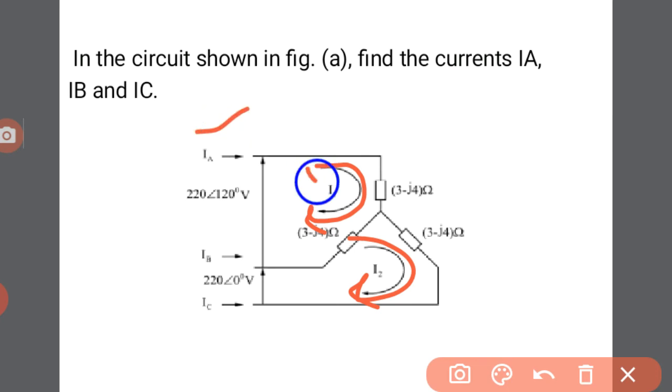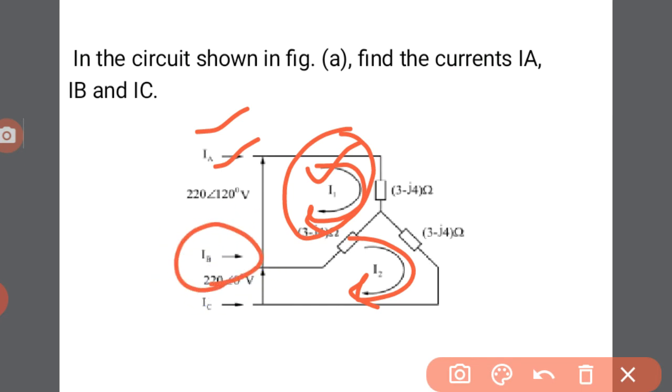So first find out the value of I1. When we are determining the value of I1, I1 is equal to IA. Next, if you want to find out the value of IB, we have to determine the value of I1 and I2, because this one is in between these two loops. So that's why IB is equal to I2 minus I1.